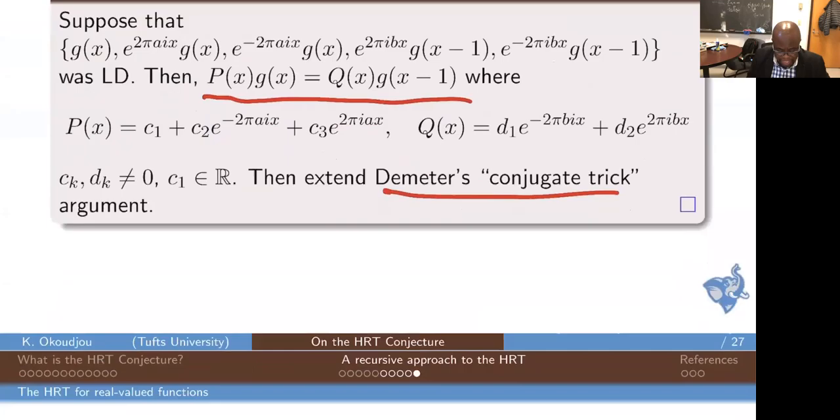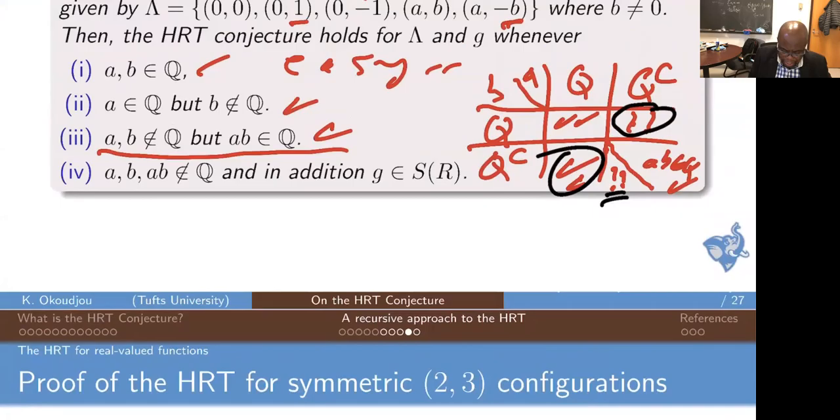I believe one should be able to close pretty much all the cases, and the only one that I'm not sure how to deal with is when the product of A and B is irrational. I might have flipped the thing that I said, but those are the cases that I'm not sure how to deal with.